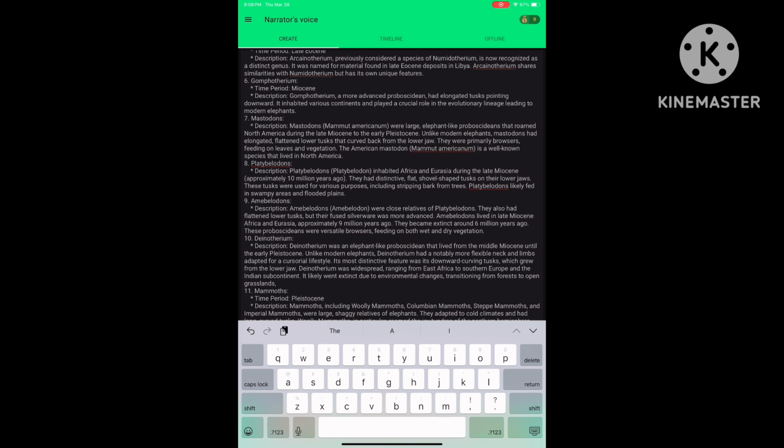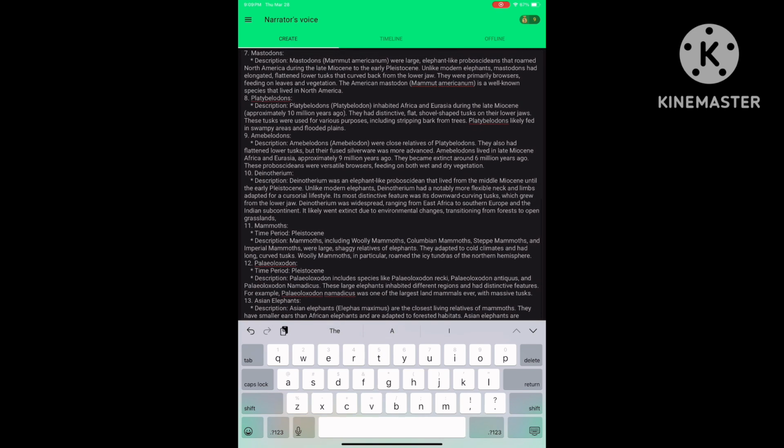10. Dinotherium. Description: Dinotherium was an elephant-like proboscidean that lived from the middle Miocene until the early Pleistocene. Unlike modern elephants, Dinotherium had a notably more flexible neck and limbs adapted for a cursorial lifestyle. Its most distinctive feature was its downward curving tusks, which grew from the lower jaw. Dinotherium was widespread, ranging from East Africa to southern Europe and the Indian subcontinent. It likely went extinct due to environmental changes, transitioning from forests to open grasslands.